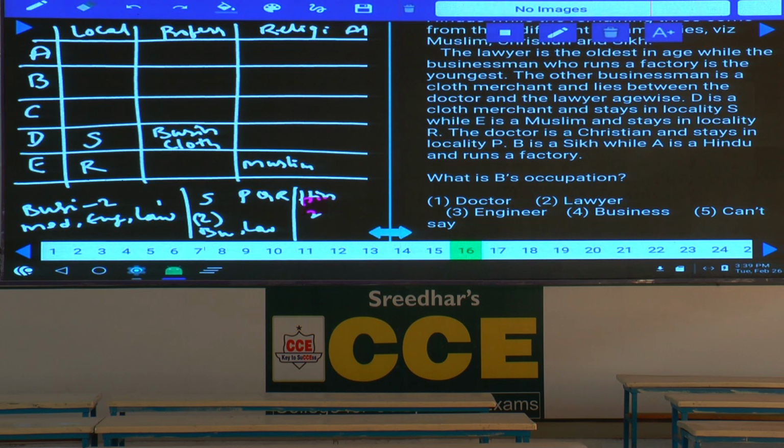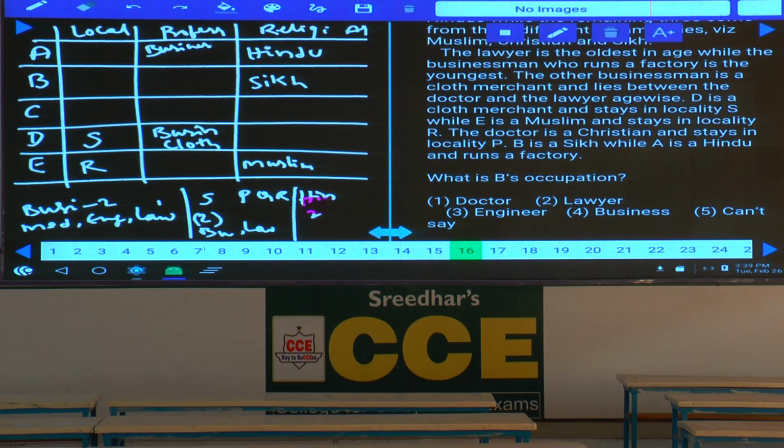The doctor is a Christian and stays in locality P. P, Christian, doctor. B is a Sikh, while A is a Hindu, isn't it? A is a Hindu and runs a factory. As this person runs a factory, this person is a businessman.